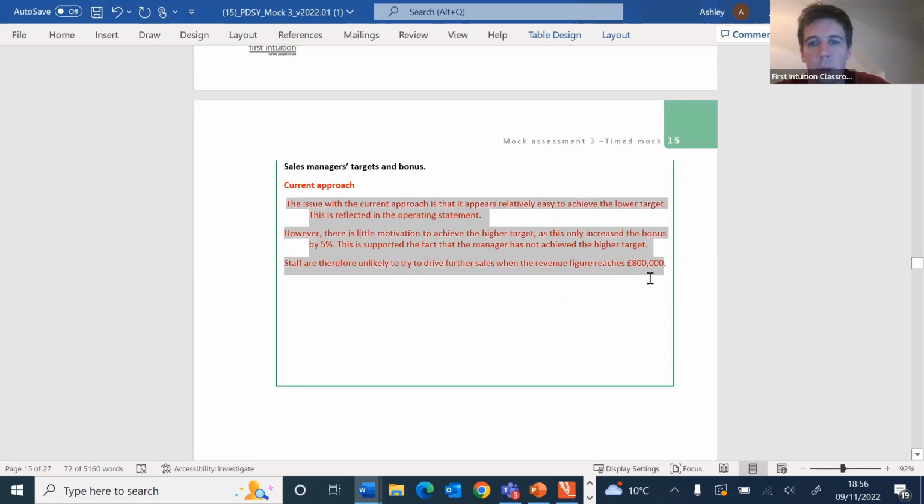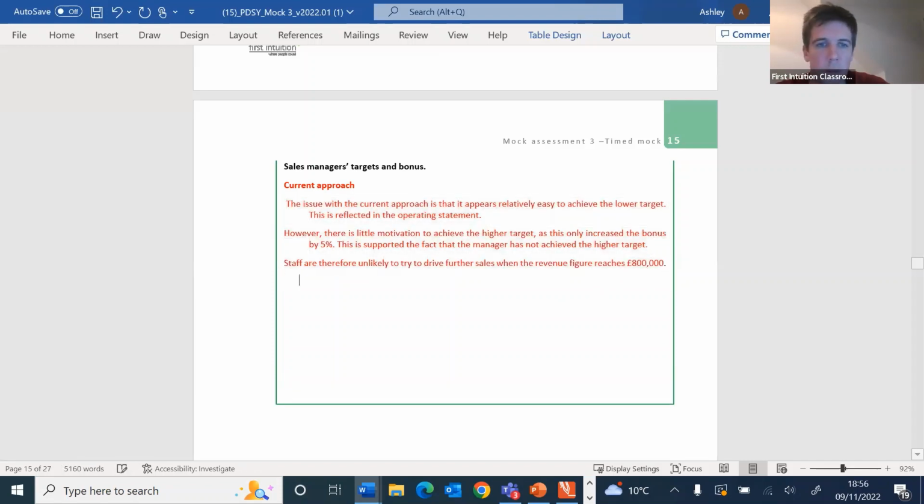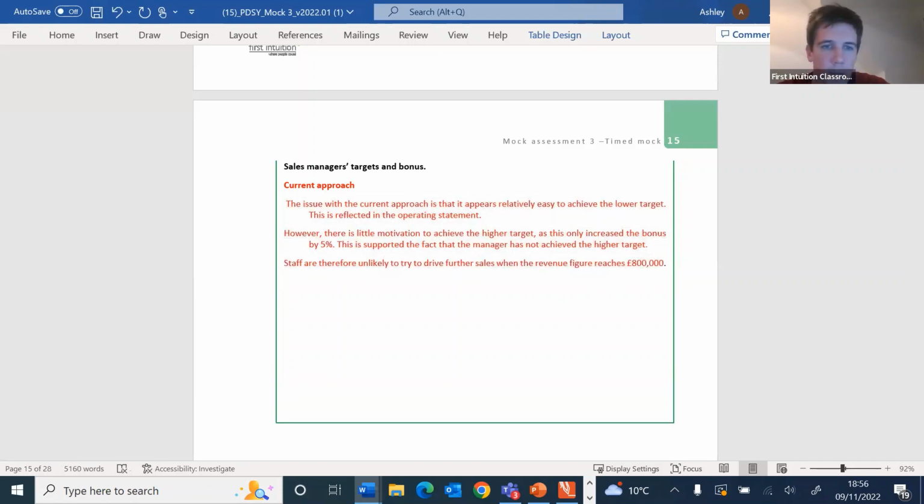So what about the new approach? So I would then have another heading just to make it abundantly clear to that marker that, look, I'm also doing what you asked me in the second part of the requirement, which is to assess the proposed approach.